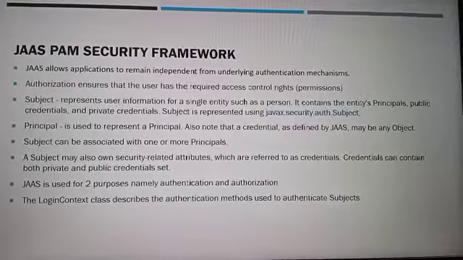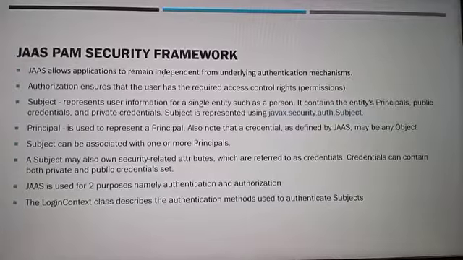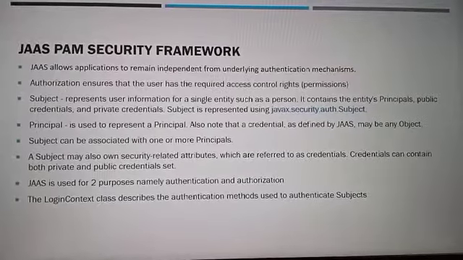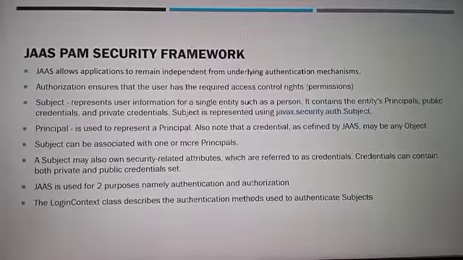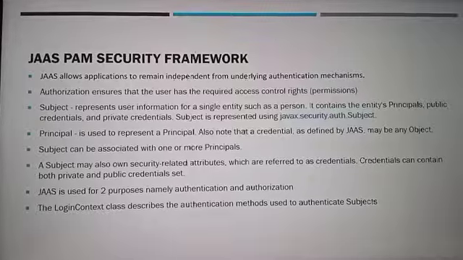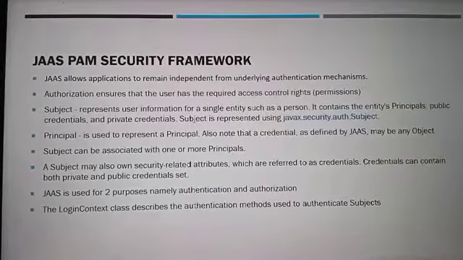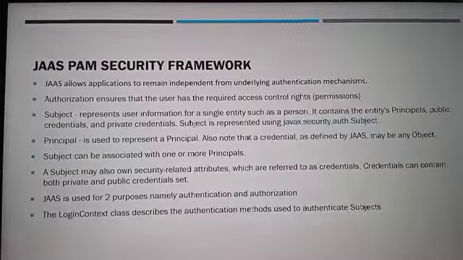The critical components of JAS are subject. It represents user information for a single entity. Subject would then basically contain relationships to other things such as principal. Principal is used to indicate a single object or a single role. A particular subject can have multiple principals.